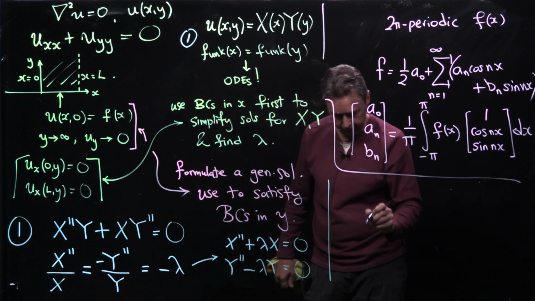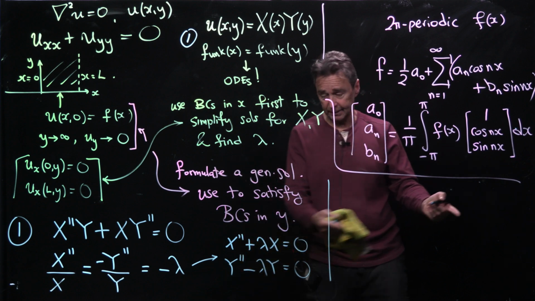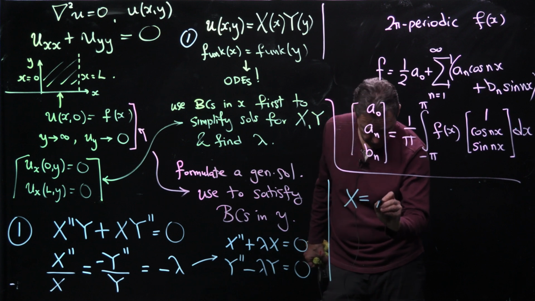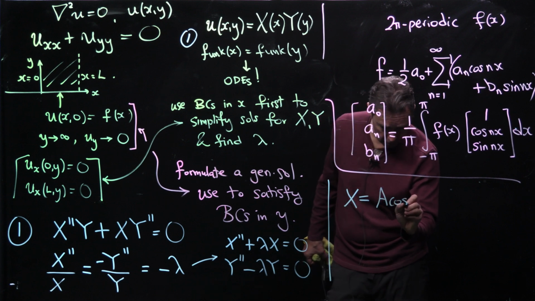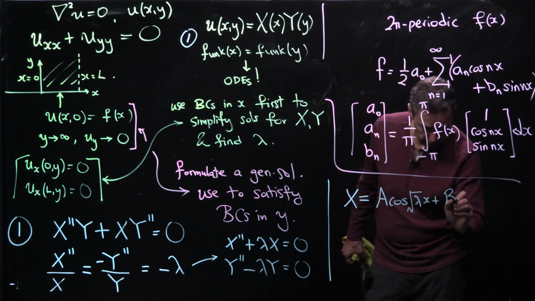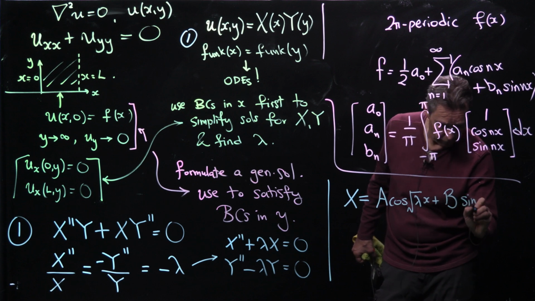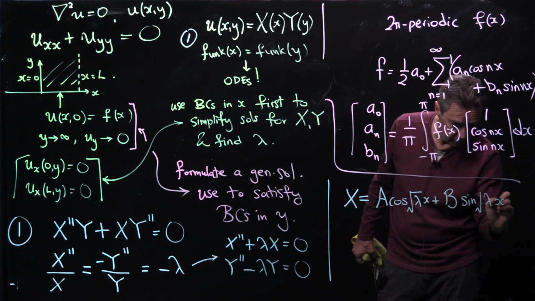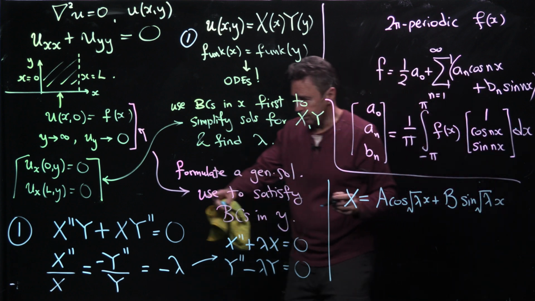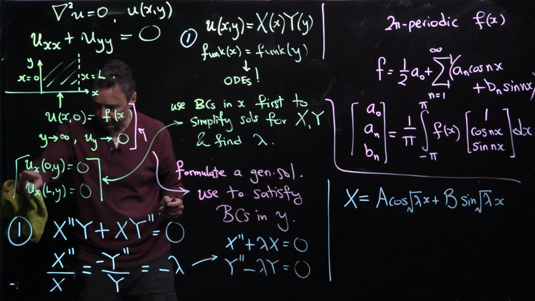So let's take the X equation and solve it. In fact, it's the same as the one we had before. So I can write X as some A cosine of root lambda x plus B sine of root lambda x. That's exactly what I wrote down before. And I need to make sure I can satisfy these.